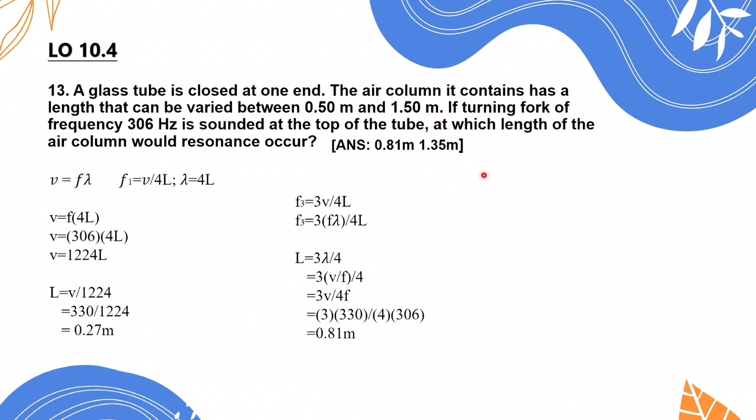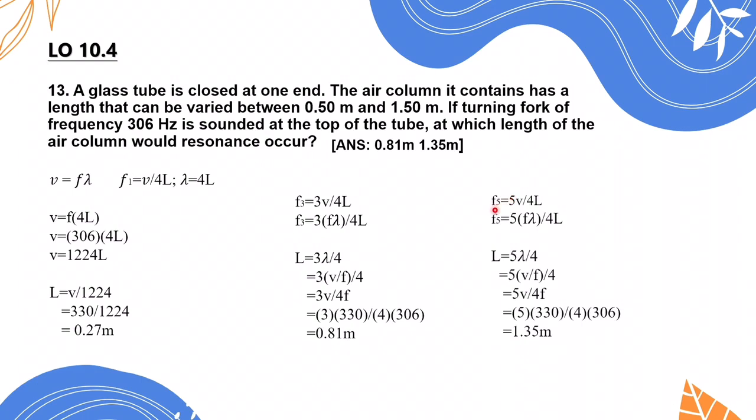The next formula is f equals 5v over 4L. We do the same thing, substitute v equals f lambda, and by rearranging we will get L equals 5 lambda over 4. Substitute again the lambda as v over f, and we will get this formula. Substitute the v and the f, and finally we will get 1.35 meter, which is also in between this range. So the final answer will be 0.81 meter and 1.35 meter.